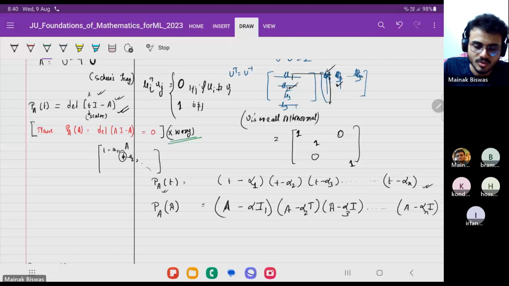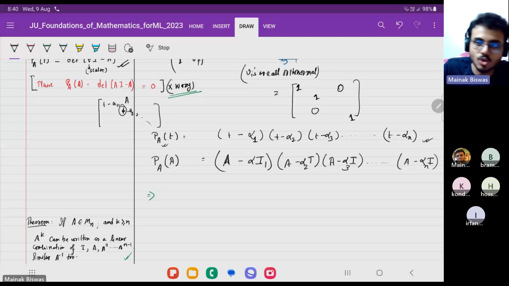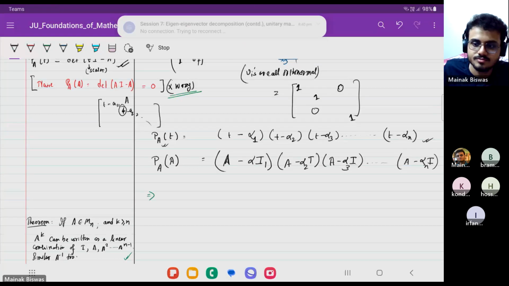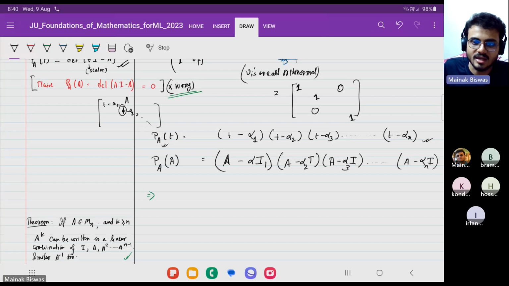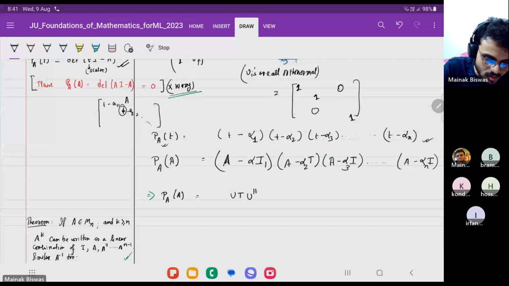Yes, sir. Others. So now what will I do? Any idea? Why did I introduce the Schur's triangularization? It was purposely for this. I introduced the Schur's triangularization only for coming to this, right? So what will I do? I'll be replacing A as U T U Hermitian, right? Is it okay?